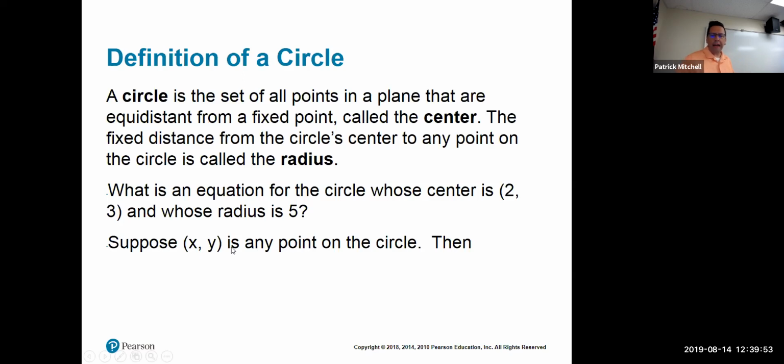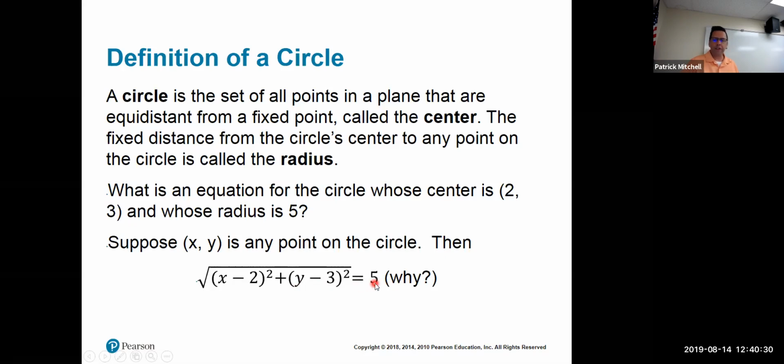If x comma y is any point on the circle, then it must be true that the square root of (x minus 2) squared plus (y minus 3) squared would be 5. Take a second to think about why that is. And where did I get that from? That comes from the distance formula, right? It's saying that the distance from the point 2, 3 to the mystery point x comma y is 5.